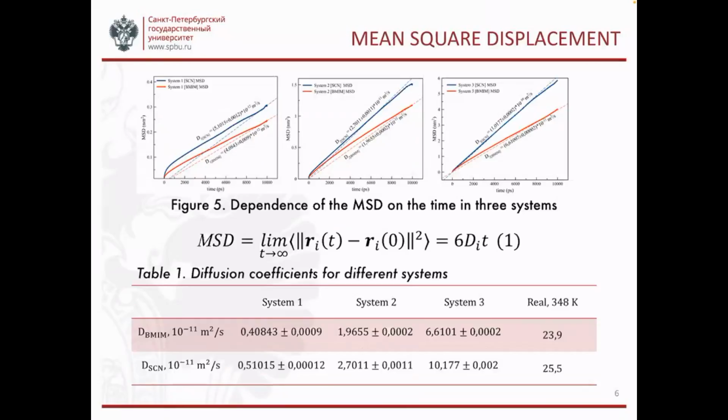In fifth column, there are diffusion coefficients which were obtained by NMR diffusometry experiment at temperature 348 kelvins. As we can see, the coefficients for system 3 are close to the real ones, but there is a difference between them. So in subsequent work, we will investigate dependence of diffusion coefficients on temperature. Thank you for your attention.